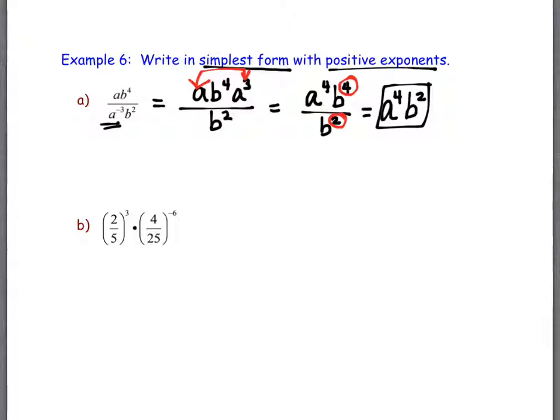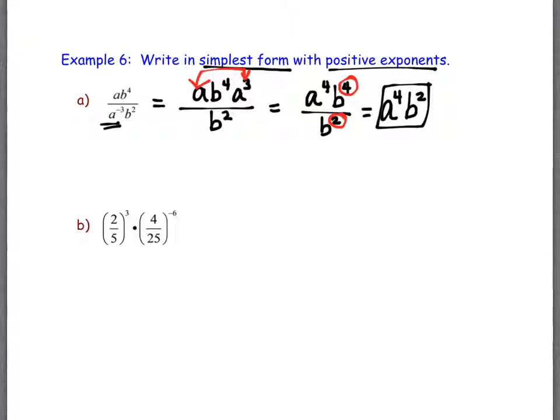So right now, and in fact, you might look back at all those properties, being able to combine things hinged on things being alike, right? The reason I could combine these a and a to the 3rd up here is because they both had a base of a. Well, I've got a 2 and a 5 and a 4 and a 25, and none of them are the same. I mean, they're not. But the question is, can I make them so that they are? And that answer is yes.